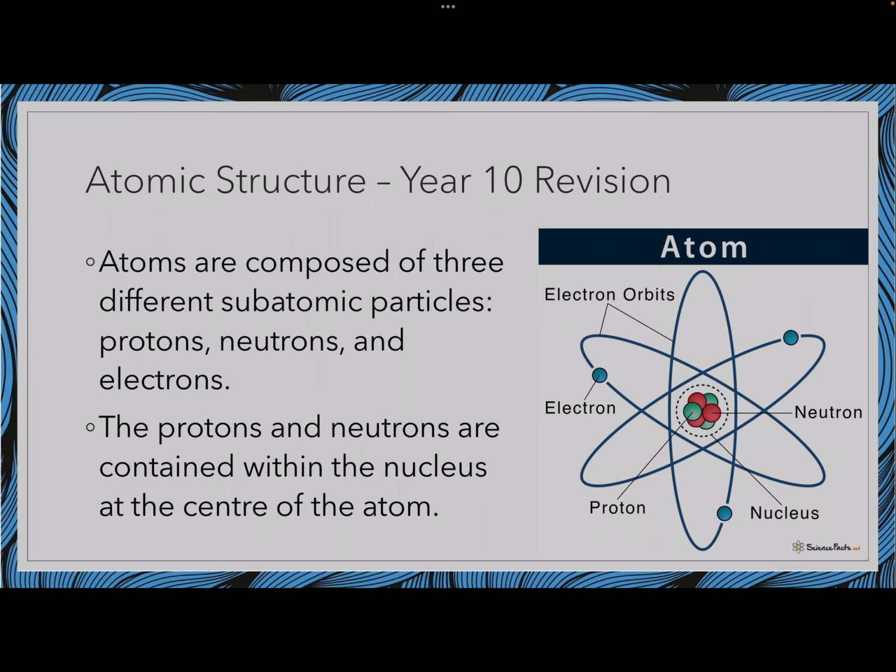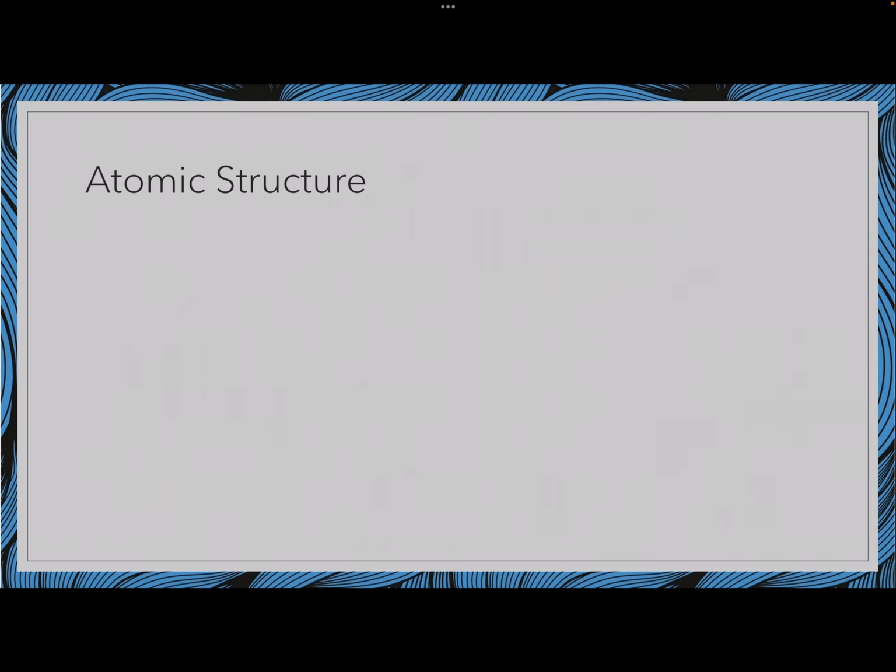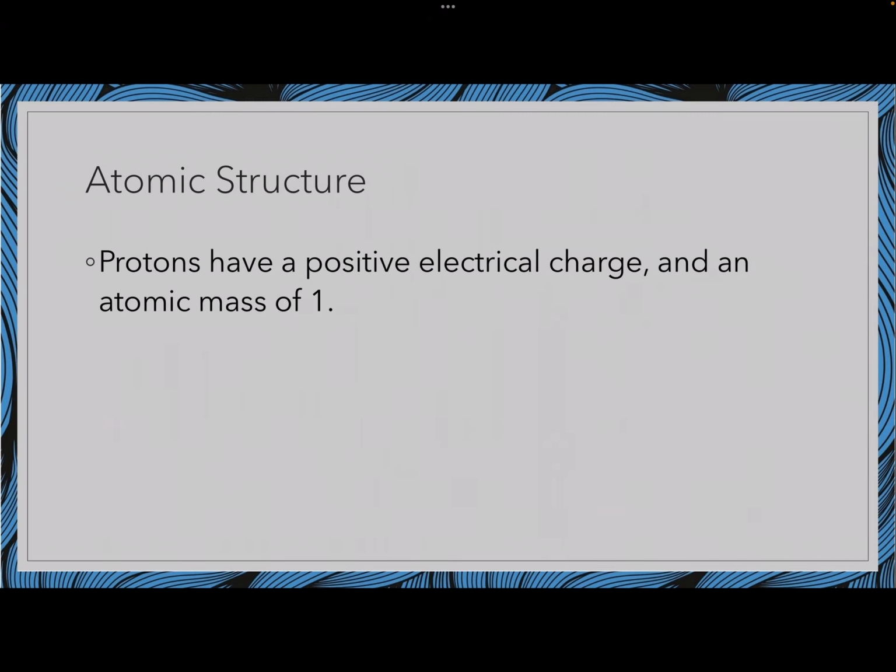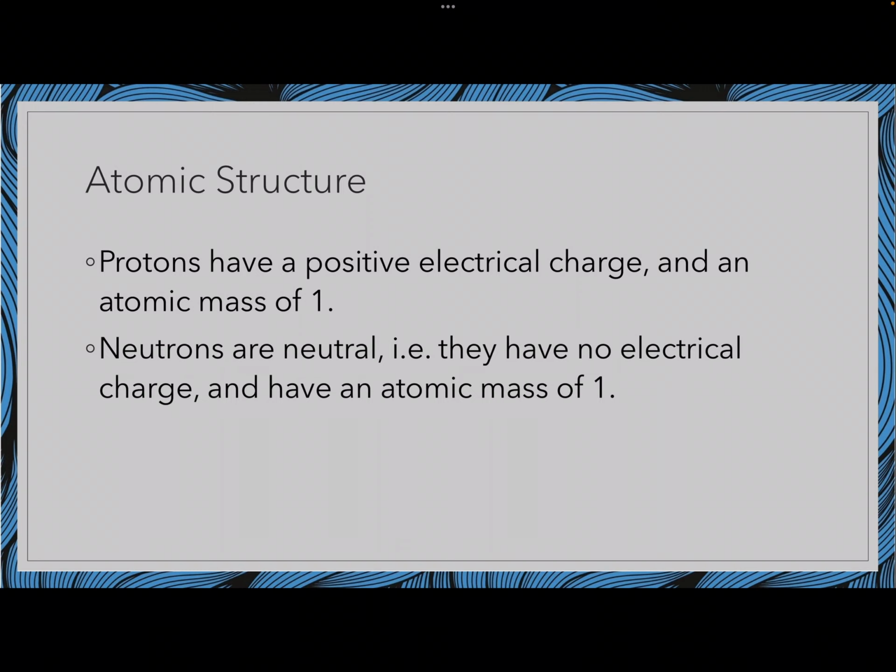Now, let's have a look at the individual subatomic particles. So firstly, let's have a look at protons. So protons have a positive electrical charge. Okay. They also have what we call an atomic mass of 1. So basically, when we're dealing with the standard atomic weights or the atomic mass, we say that neutrons have a value of 1. Sorry, protons have a value of 1. Neutrons also have a value of 1, so they're about the same mass as a proton, but the main difference is that they don't have an electrical charge. Okay, so they're completely neutral.